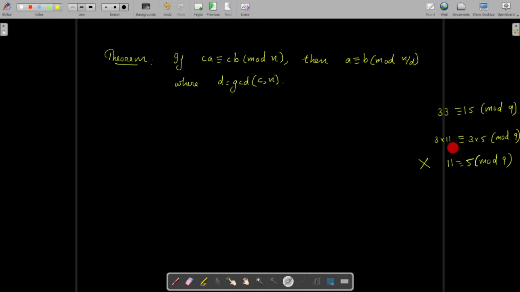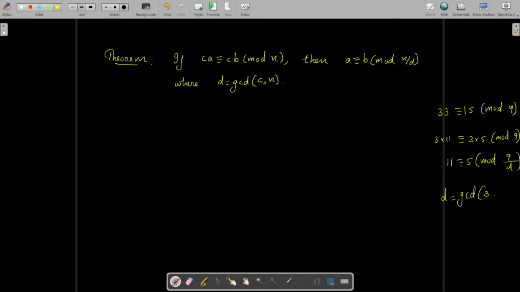Here the theorem says that if ca is congruent to cb mod n, like here 3 into 11 congruent to 3 into 5 mod 9, then a is congruent to b mod n by d. That is, 11 is congruent to 5 mod 9 by d. And what is d here? It is the GCD of c and n.